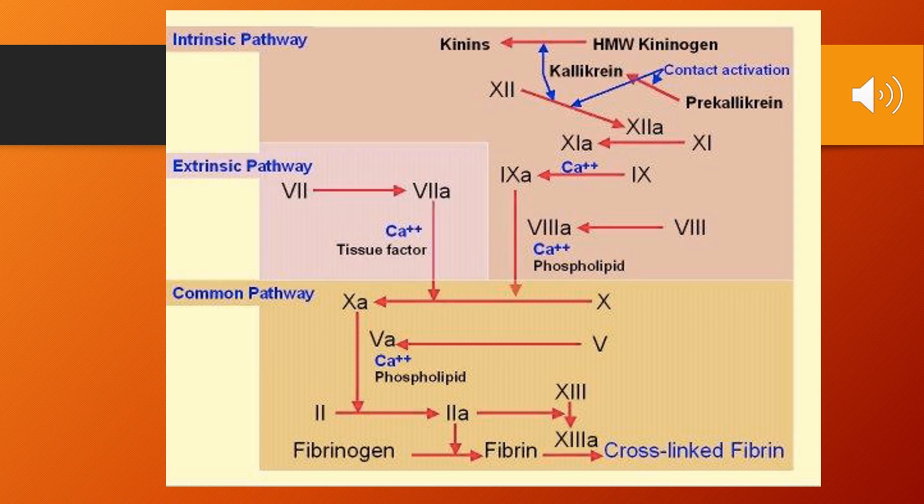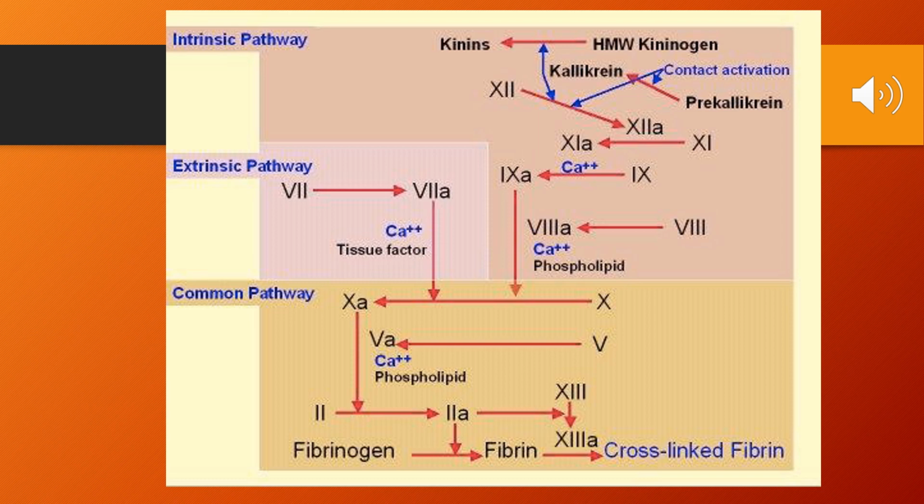Now let's talk about the extrinsic pathway. This is any pathway that begins with tissue trauma, or trauma to the vascular wall or extravascular tissue. After this, it releases the tissue factor, also known as tissue thromboplastin. This would cause the conversion of factor 7 to its activated form. The tissue factor then combines with activated factor 7 and, in the presence of calcium ions, causes the conversion of factor 10 to its activated form.